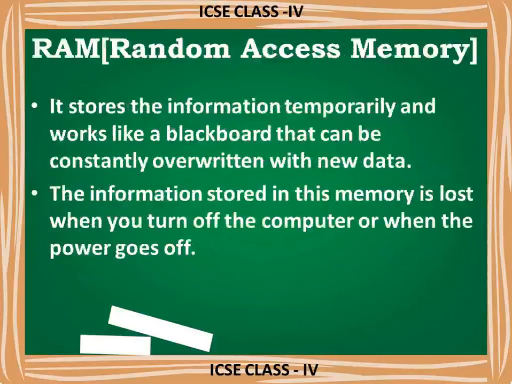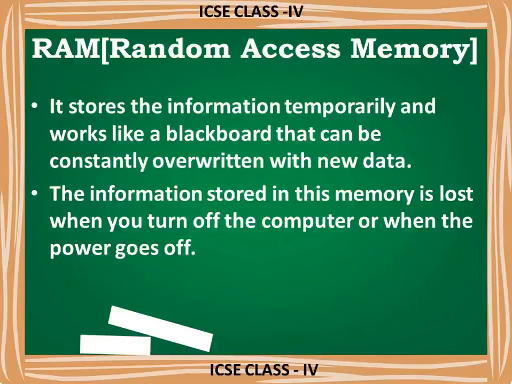Random access memory stores the information temporarily and works like a blackboard that can be constantly overwritten with new data. So this RAM is like a blackboard. See how we are using a blackboard. First we will write something, then when we want to write the next point, we are going to rub the previous contents. Means continuously we are overwriting on that blackboard. So same way RAM also. So continuously you can overwrite the new data in that RAM, random access memory.